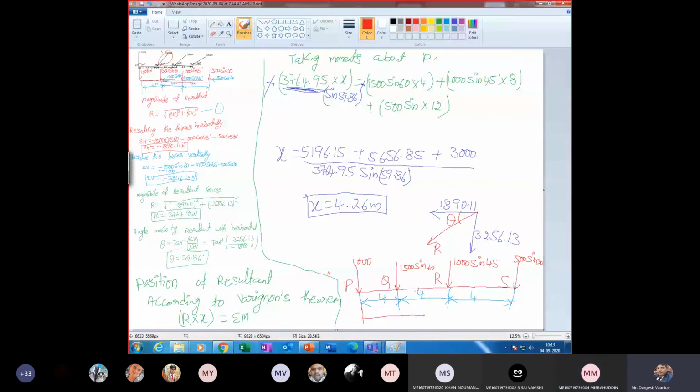The position of the resultant will be somewhere here at a distance of 4.26 meter, and this resultant force, with the help of green, see at this point resultant will be acting, this R. This one is your theta. This is your complete problem. If you have any doubt you can ask me, ma.